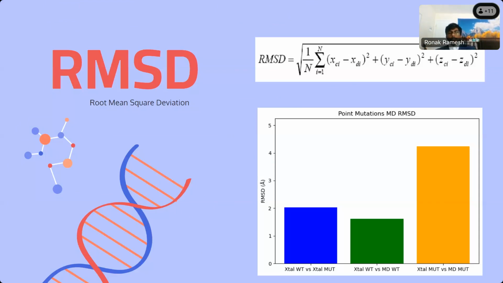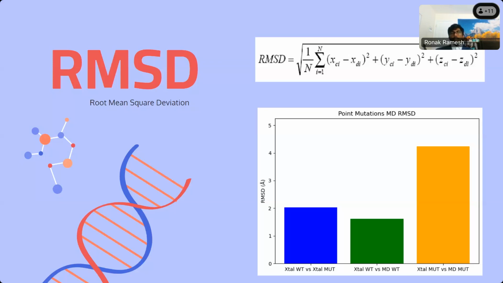In this first blue bar here, that shows the comparison between the crystal wild type and the mutated crystal protein structure obtained from the PDB database, and it showed me how much the mutation has moved the backbone atoms from their original positions. The RMSD calculated value for this was approximately 2 angstroms, which shows me a moderate degree of structural deviation from the mutation.